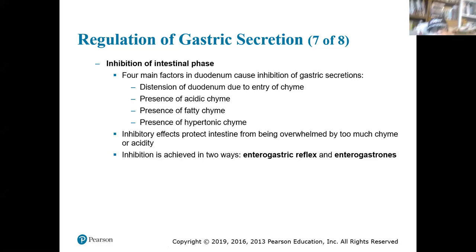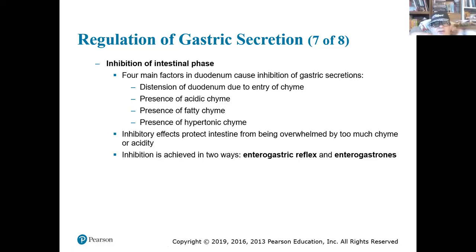The duodenum, the first part of the small intestine, is going to fill up with chyme coming from the stomach, a mixture of food and stomach acid. And that acidic chyme, that fat-filled chyme, it is hypertonic, meaning it's real concentrated. This will vary with the meal. Some meals are more fatty than others. Some are more acidic than others.